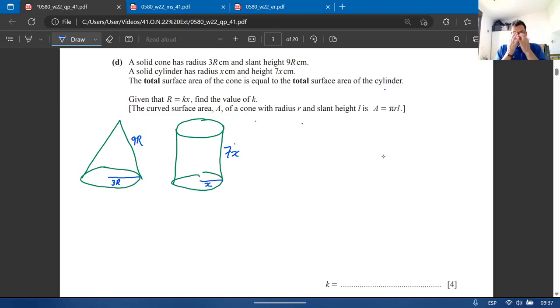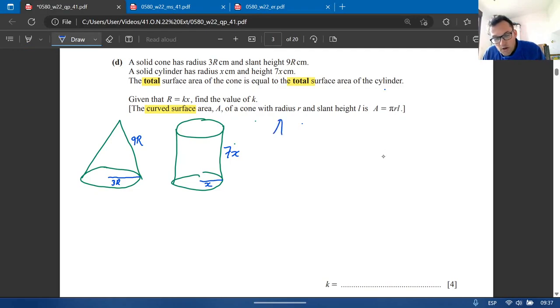My goodness, where to start with this? Well, let's start with what they've given us. They've given us the curved surface area. Again, detail, people, detail. Curved surface area of a cone. Do note that there's stuff in bold. And I always do that. Okay, so be sharp. So let's just start with what they've given us.